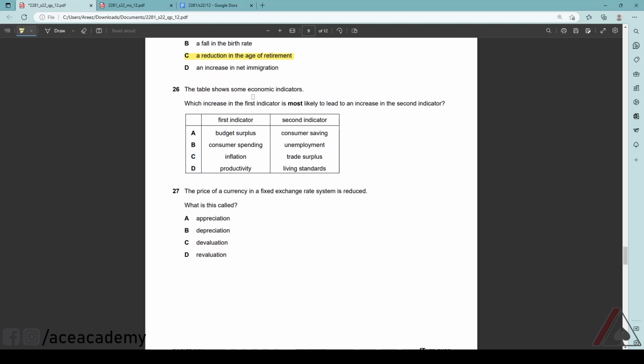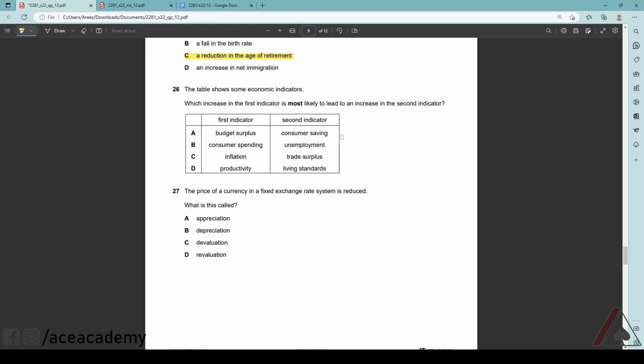26. The table shows some economic indicators. Which increase in the first indicator is most likely to lead to an increase in the second indicator? All right, for A, we have budget surplus as the first indicator. What does budget surplus essentially mean? It means when the government has a greater amount of tax revenue or just revenue in general than it is currently spending. If there is an increase in budget surplus, it means the government is adding even more to its revenue in its bank than it is spending.